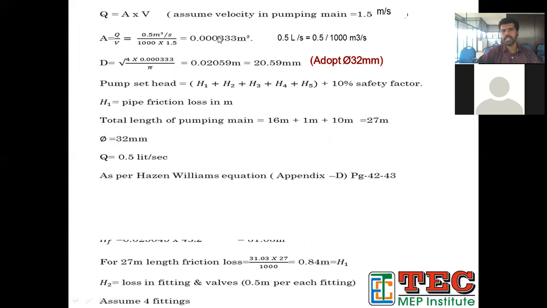Now, our aim is to find out the diameter. For the area, we have a formula called pi by 4 d square because it's a round pipe. So instead of A, you can write pi by 4 d square, and from there, to find D, you can just write root of 4 into 0.000333 by pi. Okay, so you'll be getting 0.020, and the diameter would be 20.59 mm.